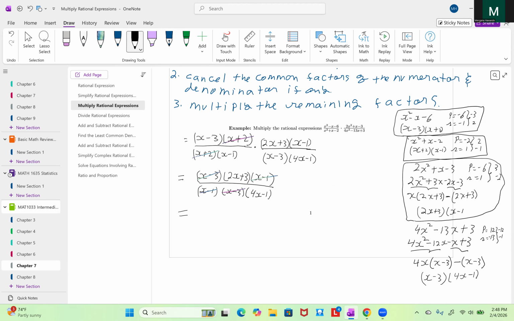We are left with 2x plus 3 in the numerator. The denominator, 4x minus 1. Final answer, they don't have a common factor. So we multiplied the rational expressions. Not only did we multiply, we simplified. So this is multiplied and simplified.